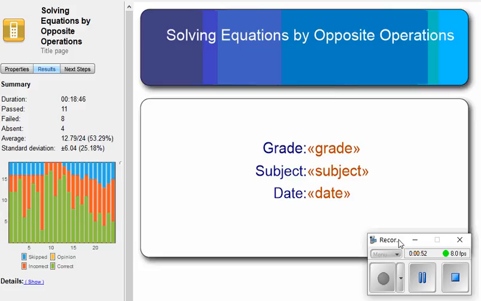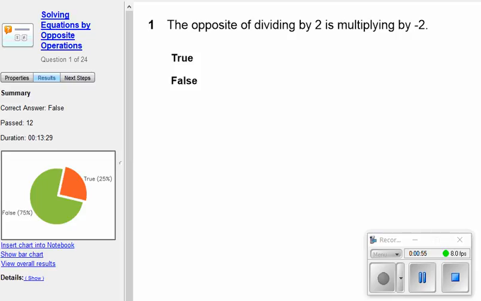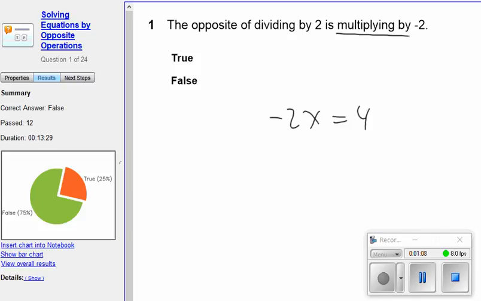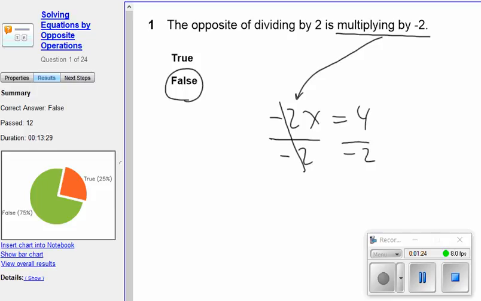So the first question, it says the opposite of dividing by 2 is multiplying by 2. 25% of you thought that was true. So if I had this equation, and this would be multiplying by -2 right here. This is what that coefficient of -2 is. If I was to solve it using the opposite operation, the opposite of that is not dividing by 2. It would be dividing by whatever the coefficient is, in this case, -2. So the answer for this is false. And you must say the opposite of dividing by -2 is multiplying by -2.